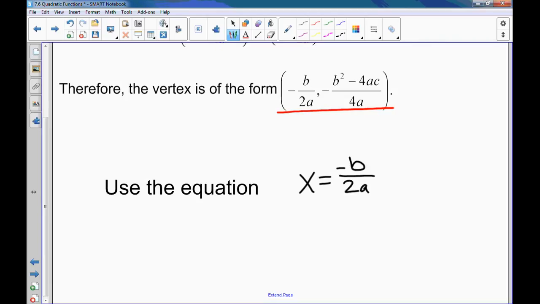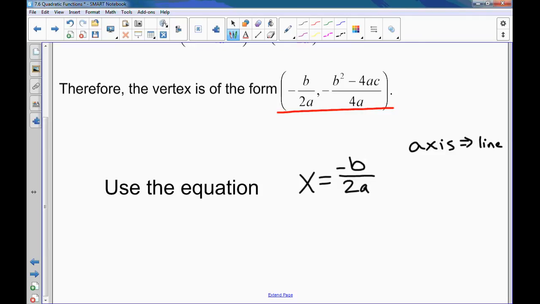Now, in Chapter 9, we're going to talk more about the axis of symmetry. The axis of symmetry is just what it sounds like. The axis means a line. Axis just means a line, just like the y-axis or the x-axis. Those are lines on the coordinate plane.